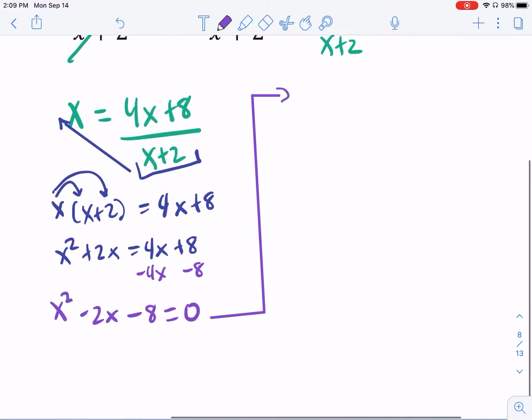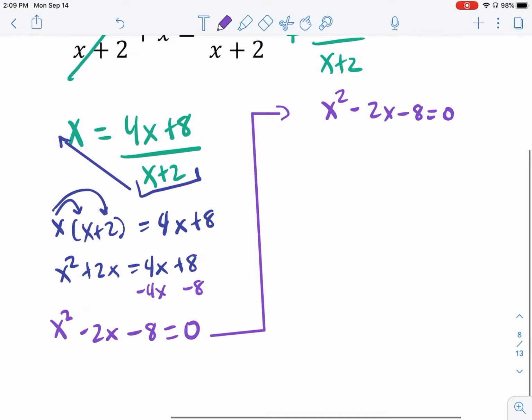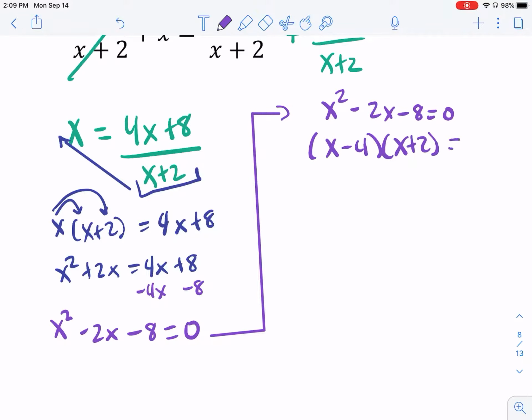Bring this over. Here I need to factor it. Well, this factors to x minus 4, x plus 2. I know that because negative 4 plus 2 gives me negative 2, and negative 4 times 2 gives me negative 8. I can do that because my leading coefficient is 1.